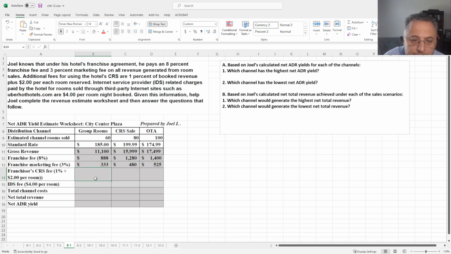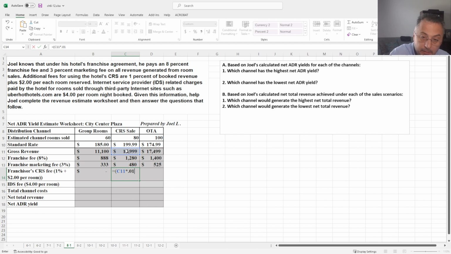And now, this is a central reservation fee. It's not going to be group rooms, the one you sell is going to be 0, but we need to calculate for a central reservation system sale. There are two parts. First part is gross revenue times 1% plus $2 per room sold, which is the 80 in this case, and it's going to cost us $320, and we don't have to pay anything for OTA in here.